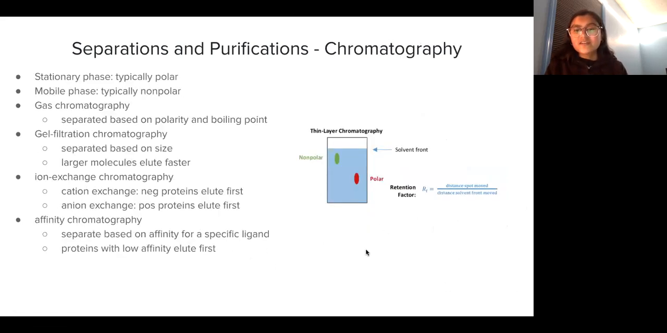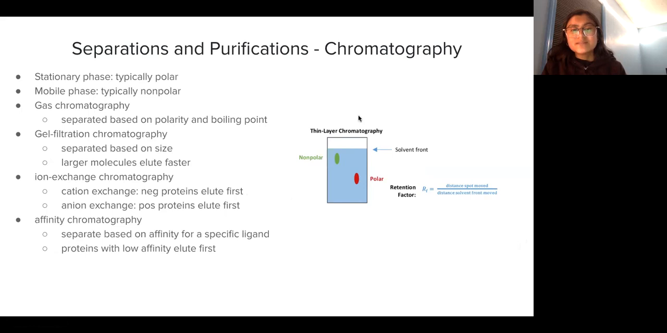And then chromatography. I don't know if any of you guys have done this in lab yet. Maybe you have, but also be familiar with these different types of chromatography. Also know for sure that the stationary phase is typically polar, whereas your mobile phase is typically non-polar. But yeah, different types include gas chromatography, gel filtration chromatography, ion exchange, and affinity chromatography.